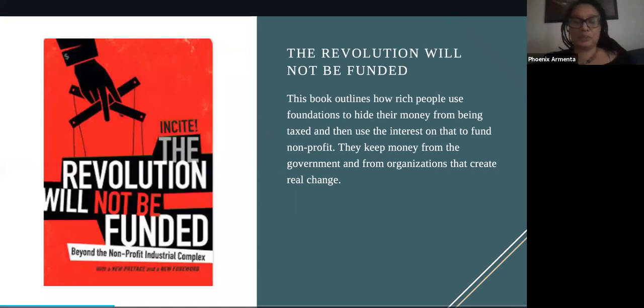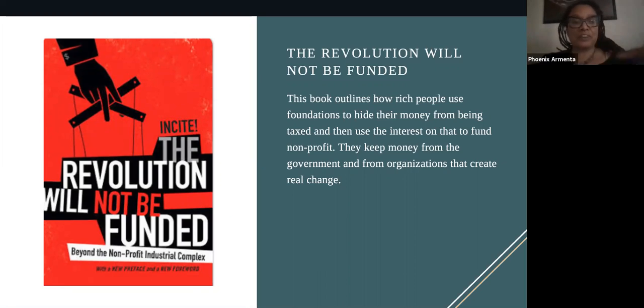If you want to learn a little bit about the ins and outs, maybe even the dirty side of the grant funding organization, I highly suggest this book, The Revolution Will Not Be Funded: Beyond the Nonprofit Industrial Complex. This book outlines how most foundations were started. Foundations are essentially like rich people who have large amounts of money but don't want it to be taxed. And so they put it into a foundation where they're tax exempt, and then they take basically the interest from what they put into the foundation and they give it away to charitable organizations, usually nonprofits.